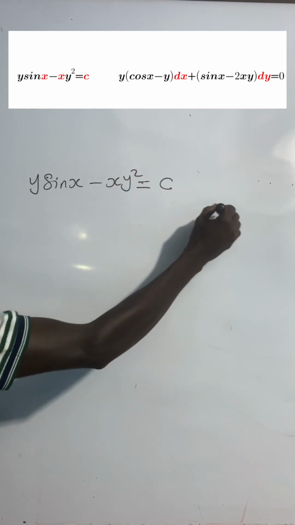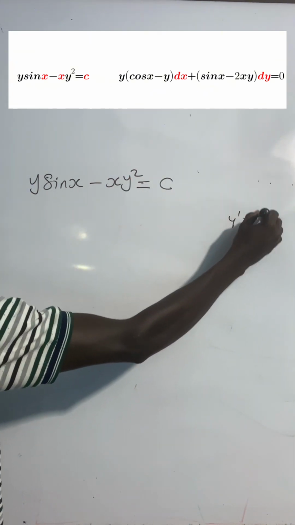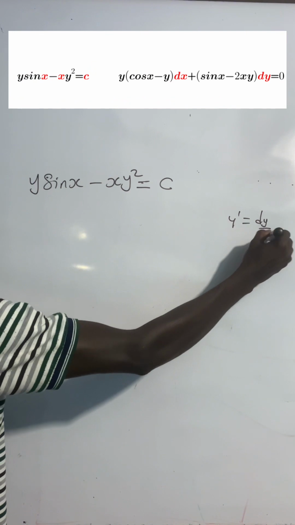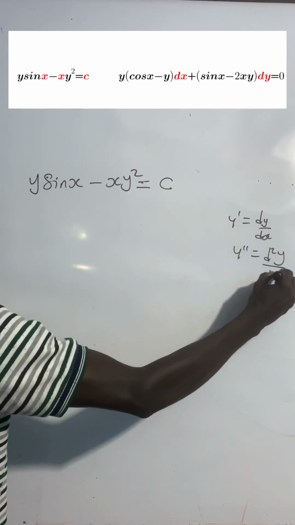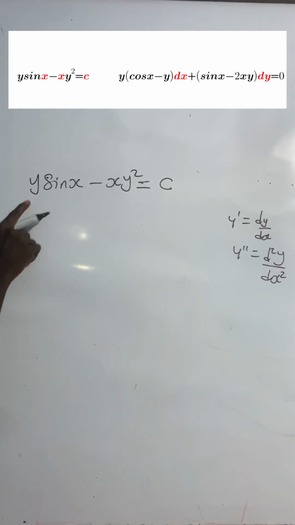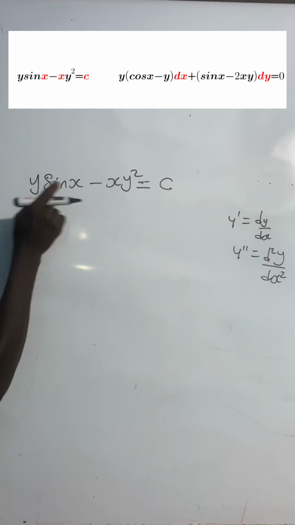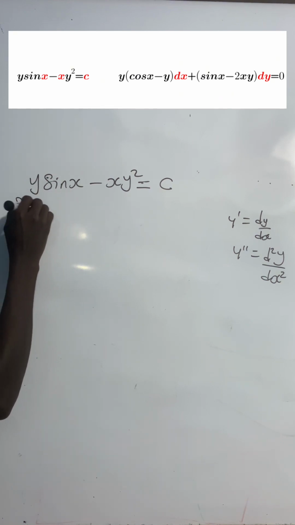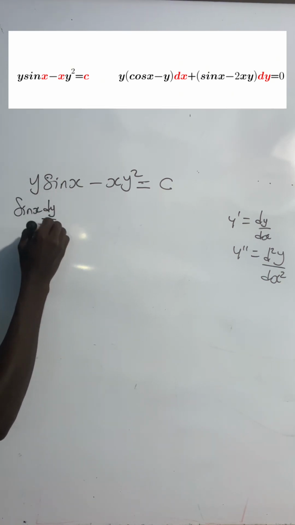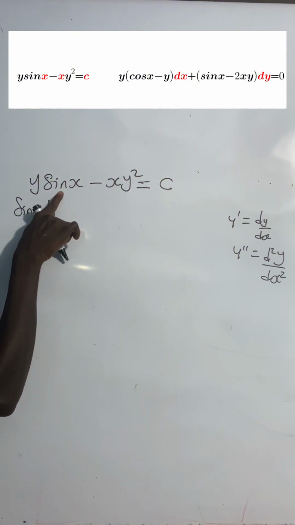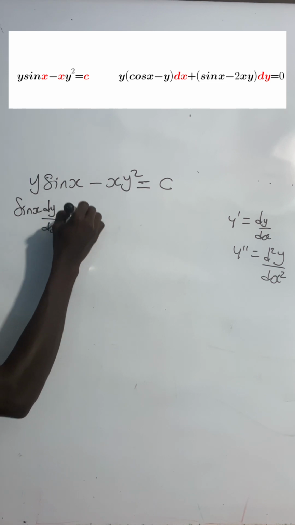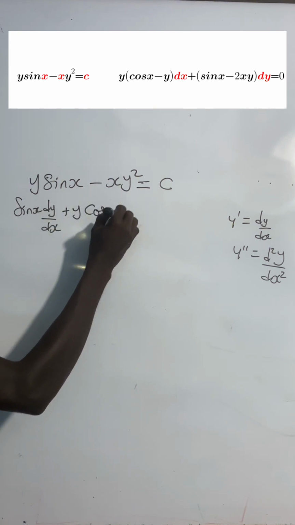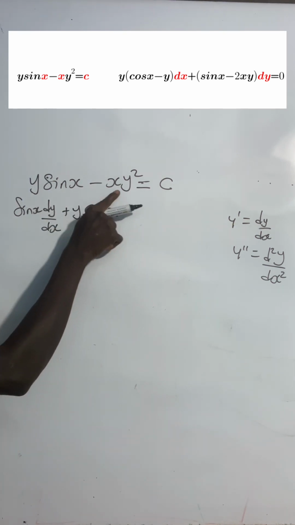We are just going to use implicit differentiation, but remember that y prime equals dy/dx and y double prime equals d squared y over dx squared. Since here we are going to differentiate implicitly with respect to x: if you differentiate y with respect to x, we get dy/dx and then multiply it by sin x. Now, if we differentiate sin x, we get cosine of x and then multiply it by y. We have used the product rule there.